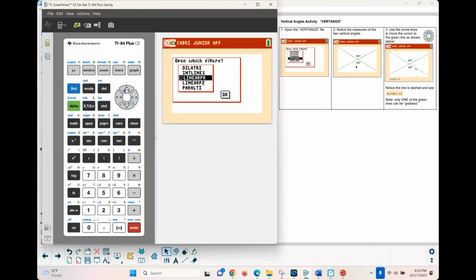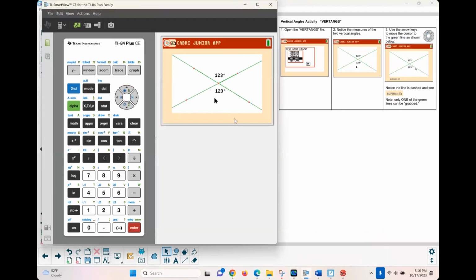So again, these are in alphabetical order. So I'm going to go up to go to the end. And there's vertical angles, okay, with the misspelling, as some of you pointed out. And again, I've got these already pre-created. You could create these, but to me, for a lot of this, it's time not well spent.